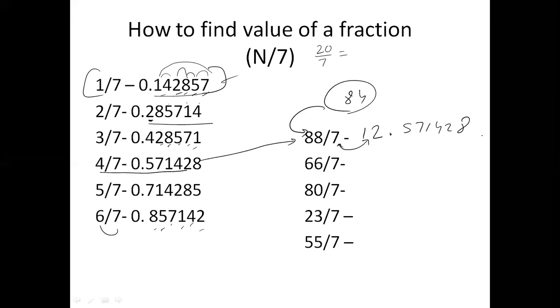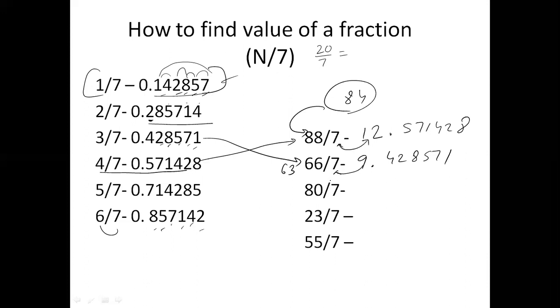I'll repeat how to calculate 88 by 7. First, 88 is approximately 12 times divisible. What is 12 times 7? 84. What is the difference between 84 and 88? 4. So copy the decimal answer of 4 by 7: 571428. Next one, 66 by 7. How many times is 66 divisible by 7? 9 something. Now what is 9 into 7? 63. What is the difference of 63 and 66? 3 by 7. So copy the answer of 3 by 7, that is 9.428571. Understood?